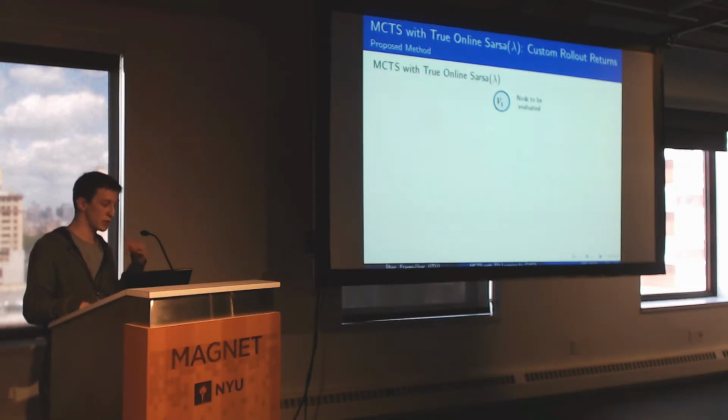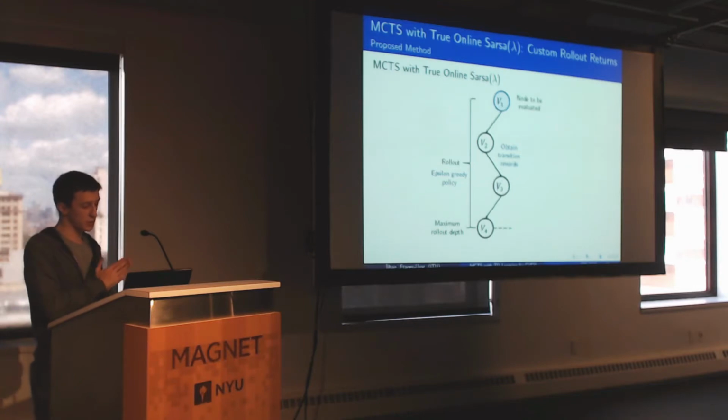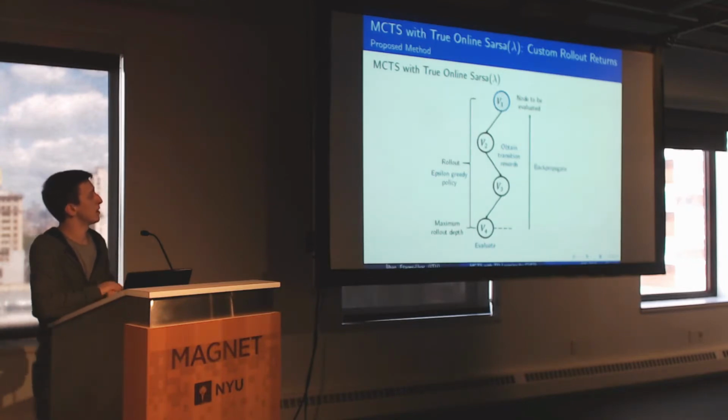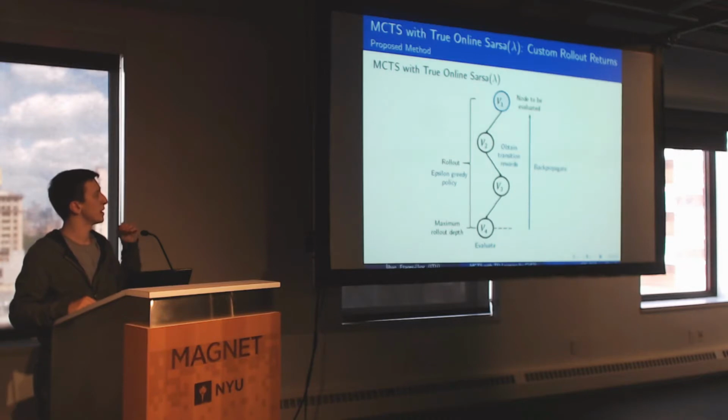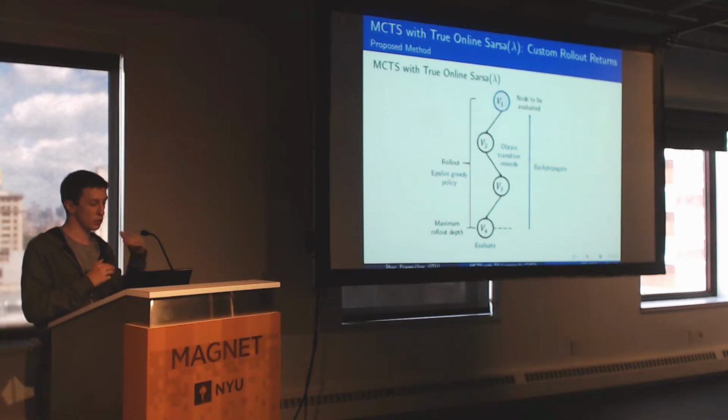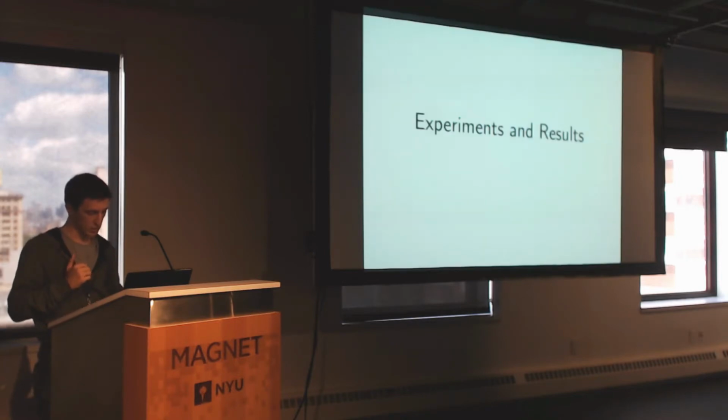In our version, we go down with an epsilon greedy policy. We obtain transition rewards. We evaluate the final states, and in the end, we back this up by multiplying them with the discount factor because the learning algorithm has it in itself. If we don't do this, we can't evaluate different levels of the tree fairly. Now I'll show you some experiments.